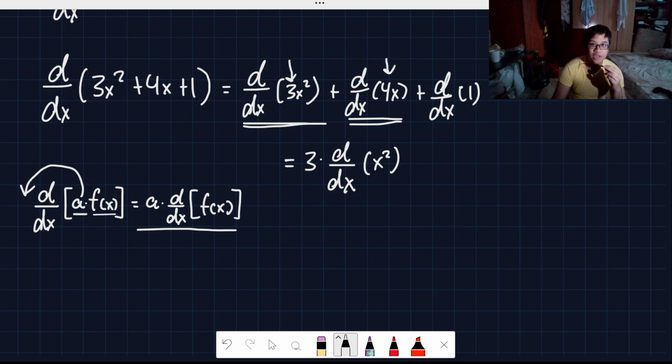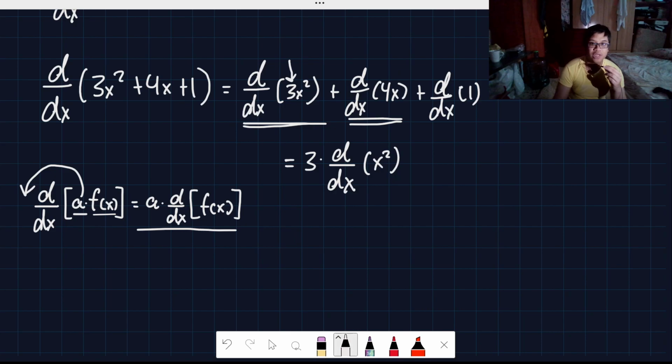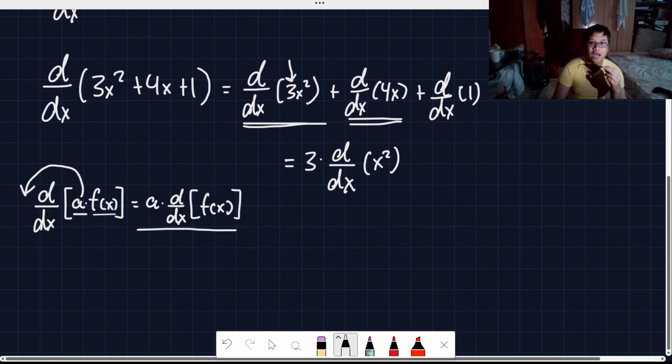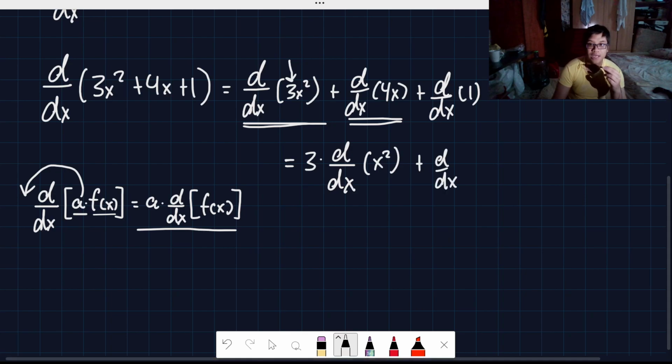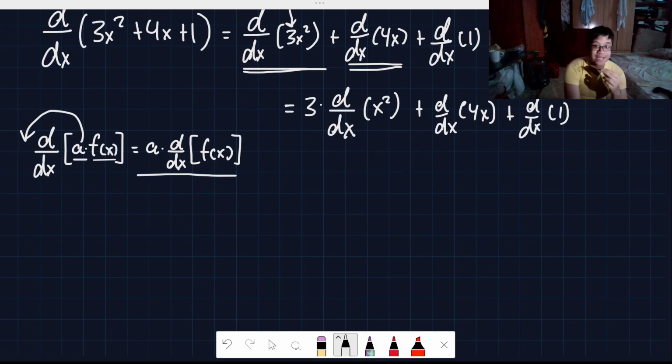You can also do the same thing for the derivative of 4x. You have a constant and an algebraic function, which is your x. However, I'm not going to do that because there's actually a rule we can use to get the derivative for this one, which is this. But later I'll explain. Let me just copy the other terms: 4x plus the derivative of 1. In our first term, we have a variable that has an exponent.